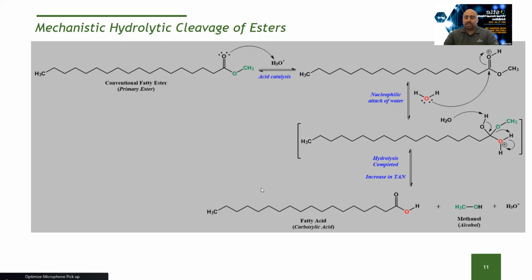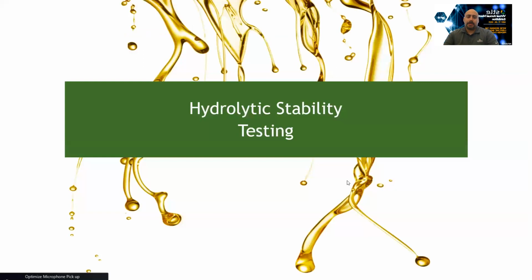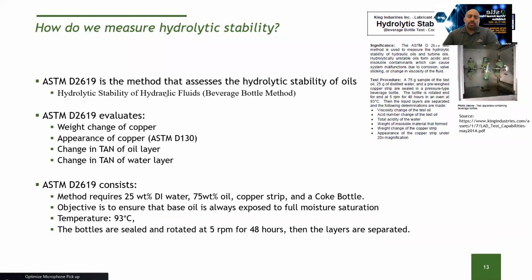And as this reaction occurs more readily, because we have more acid here now, eventually you're going to be generating a higher population of fatty acid, which leads to an increasing TAN, total acid number. So hydrolytic stability testing: how do we measure it? We use ASTM D2619. This is also known as the beverage bottle method. It assesses the hydrolytic stability of oils.